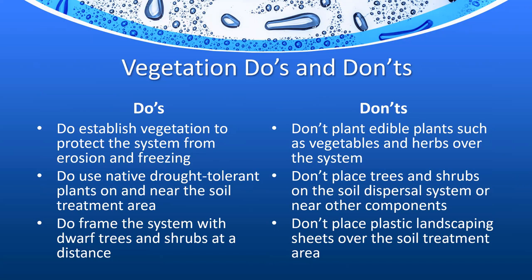You can frame the system with some dwarf trees and shrubs. So if you want to put some trees and shrubs around, the key there is just try not to put too many, don't put any, honestly, water loving plants. So like a willow tree, they love water and they will follow the path of least resistance to your lateral lines and clog up your pipes. And there's been a lot of problems with those types of trees, and it's really difficult to get them back out of there once they're established. So don't plant those types of trees when you're trying to build your system as well.